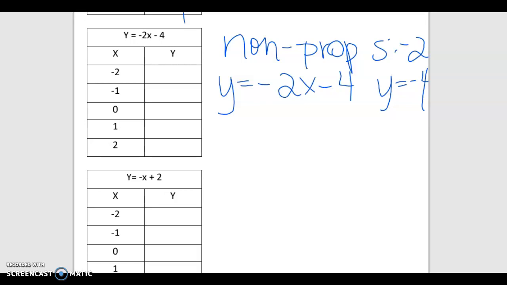So I'm going to write this equation kind of big so it's easy to plug in that x. I'm just going to put parentheses for the x, minus 4. So I'm going to plug in my first x. I'm going to replace this x with negative 2. Negative 2 times negative 2 is a positive 4. 4 minus 4 is 0. My next one's a negative 1. Negative 2 times negative 1 is 2. 2 minus 4 is negative 2.